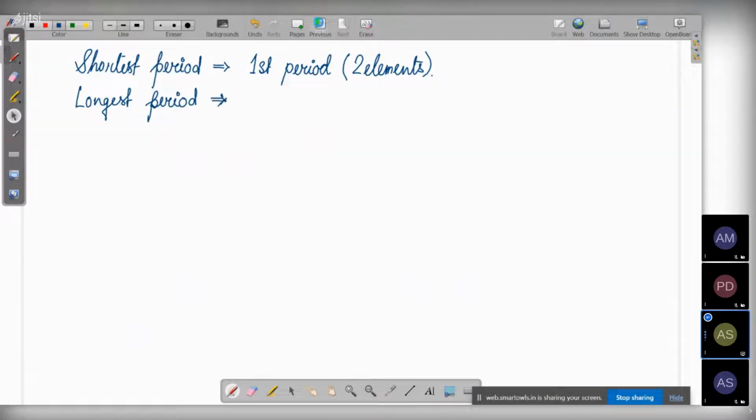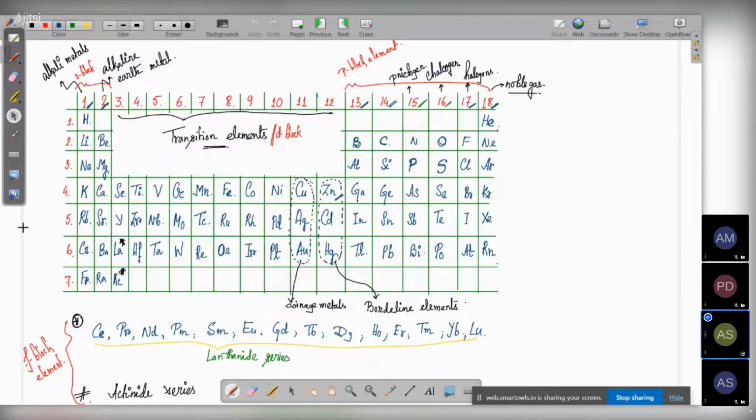Solve the periodic table and tell me which one is the longest period. Which one do you think is the longest? Sir, 6. Okay, yes, period 6 is the longest period. How many elements are there in period 6?